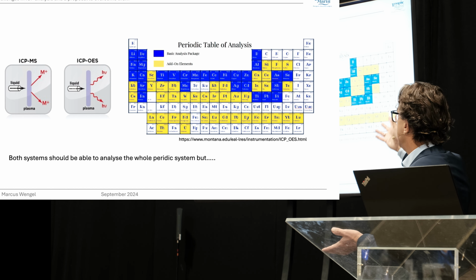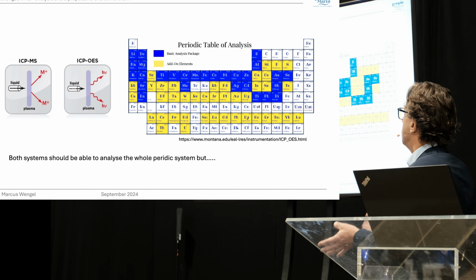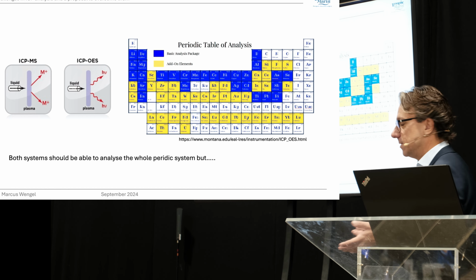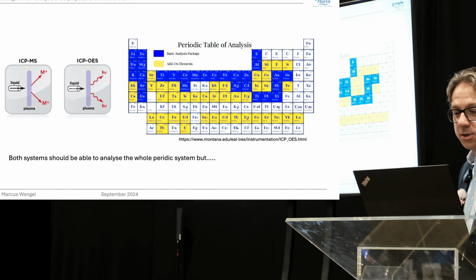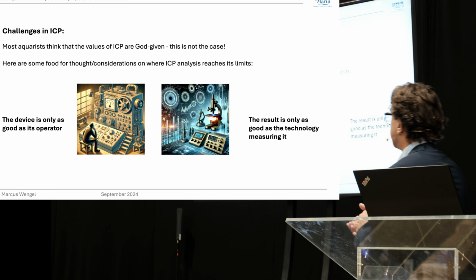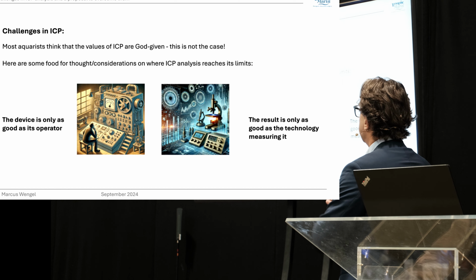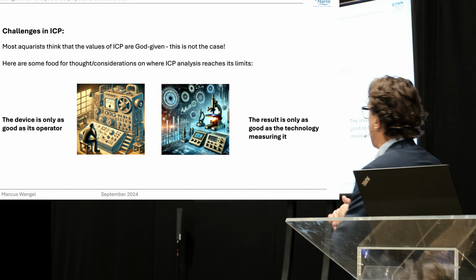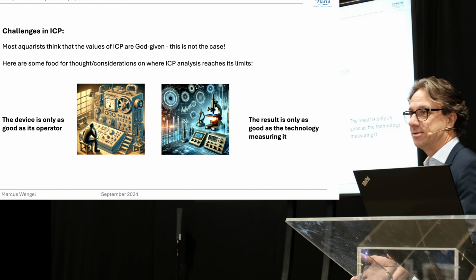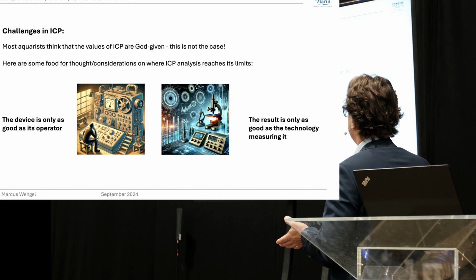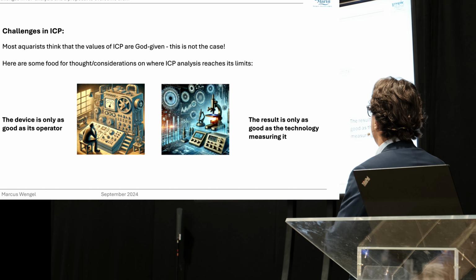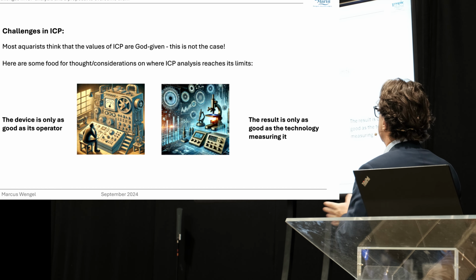We are not able to measure each element as precisely as the others. And these are the challenges. So let's go into the challenges. Most hobbyists think that the value of ICP is something God-given. And I need to tell you it's not. And here are some thoughts or considerations on where ICP analysis reaches its limits.